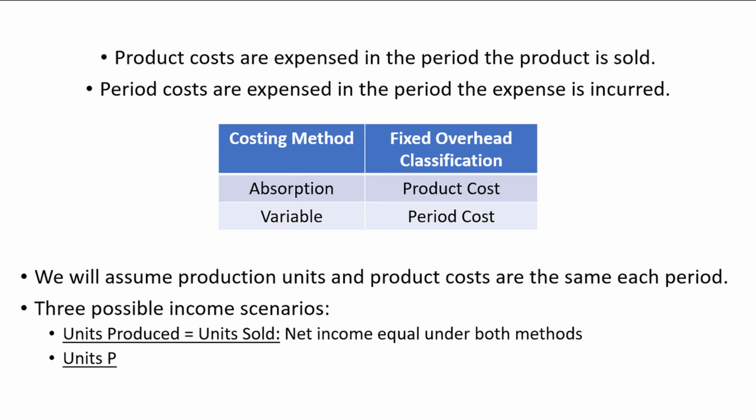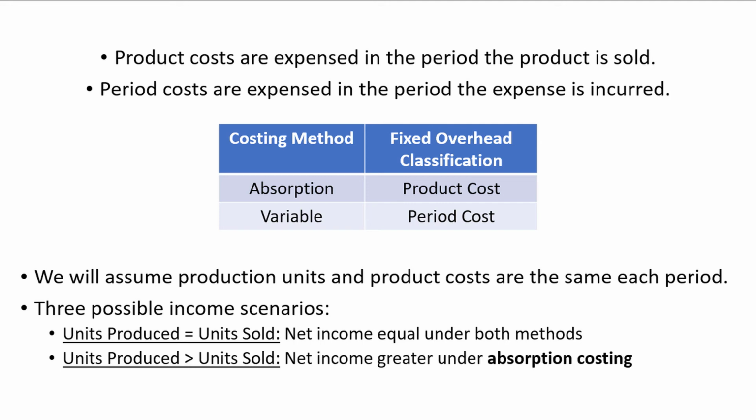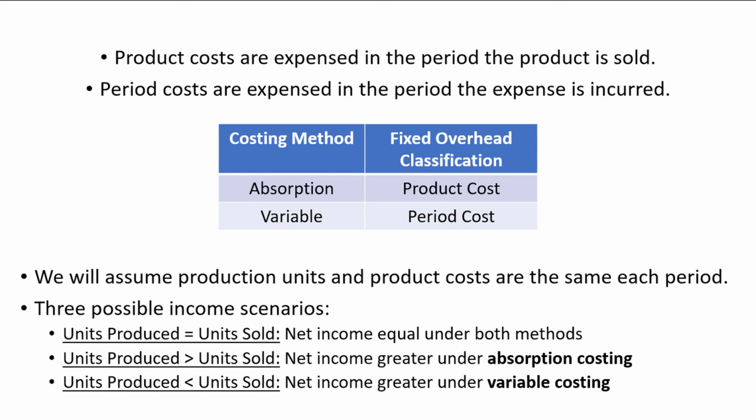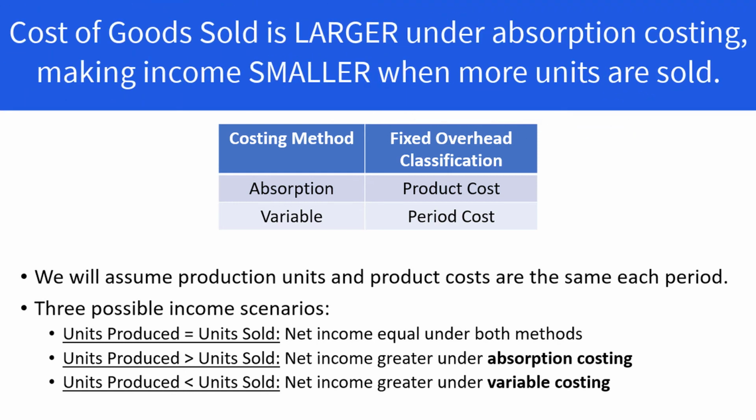If the number of units produced is greater than the number of units sold, net income under absorption costing is greater than the net income under variable costing. If the number of units produced is less than the number of units sold, net income under variable costing is greater than the net income under absorption costing. We will see why these rules work when we look at our example problem, but know that it has to do with the expense cost of goods sold, which is only recorded when units are sold. Since absorption costing includes an additional cost in cost of goods sold, the fixed overhead, when more units are sold, absorption costing income will be lower.